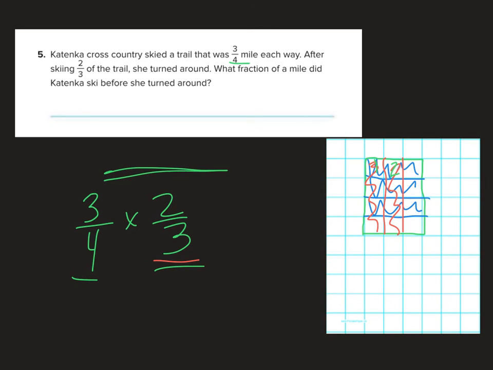1, 2, 3, 4, 5, 6. 6 out of 12 total parts, right? Yeah, 6 out of 12, which we hopefully can look at and say, boom, 1/2. But if you don't, divide by 6, 1 out of 2. So she skied 1/2 a mile before she turned around.